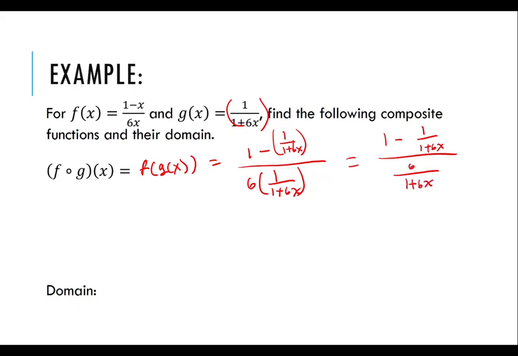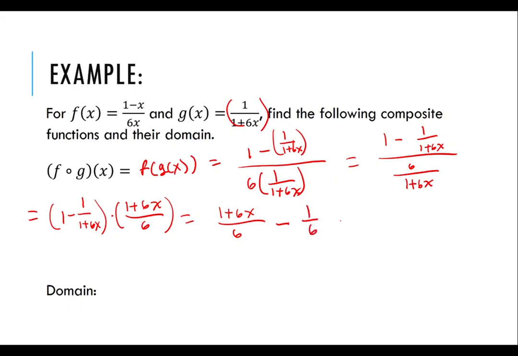The first good step would just be to turn this fraction division into fraction multiplication. That's going to be 1 minus 1 over 1 plus 6x times the reciprocal, which is going to be 1 plus 6x over 6. Distribute that, then, and that is going to give us 1 plus 6x divided by 6 minus 1 plus 6x divided by 1 plus 6x, which is 1, and so I'm left with 1/6. Then notice that this is 1 plus 6x minus 1, all divided by that common denominator 6, which leaves me with 6x over 6, which is just x.